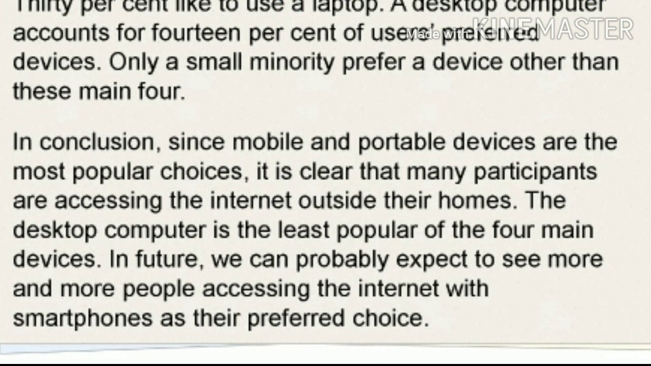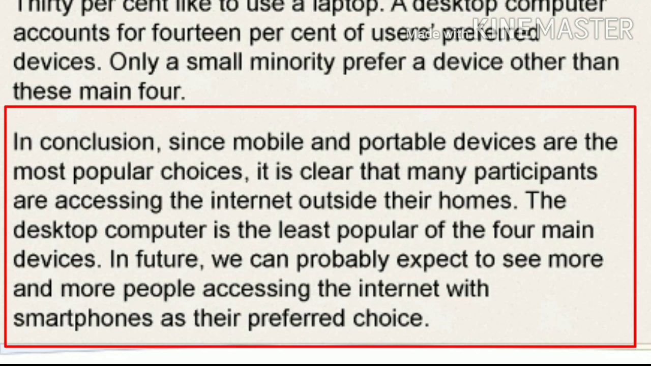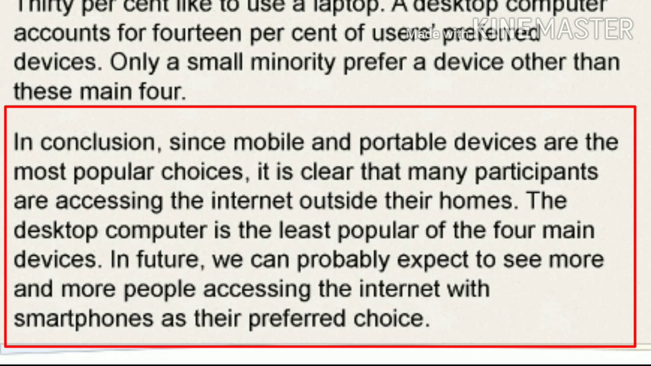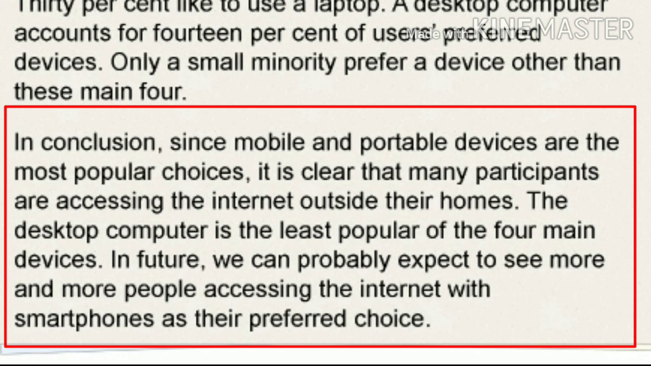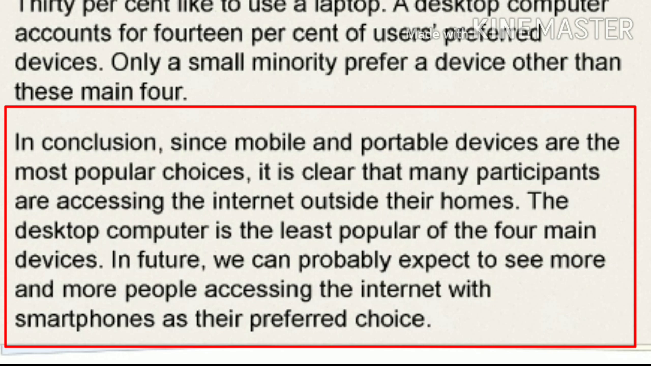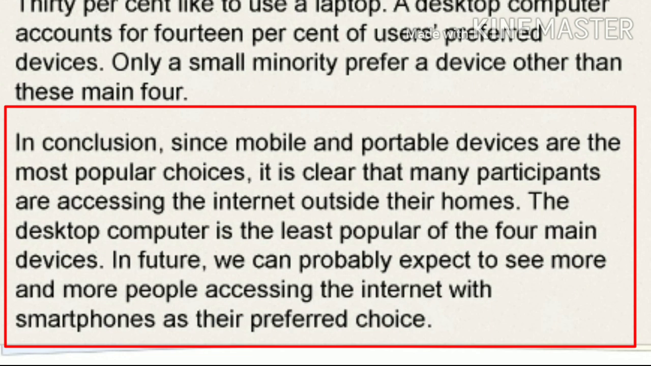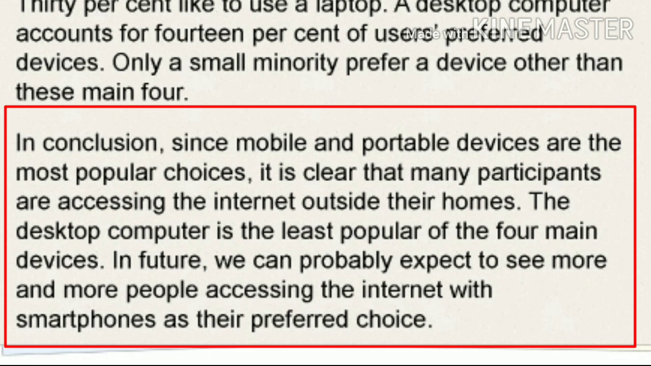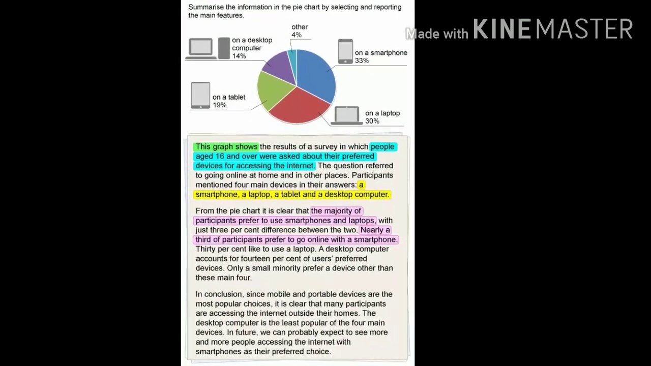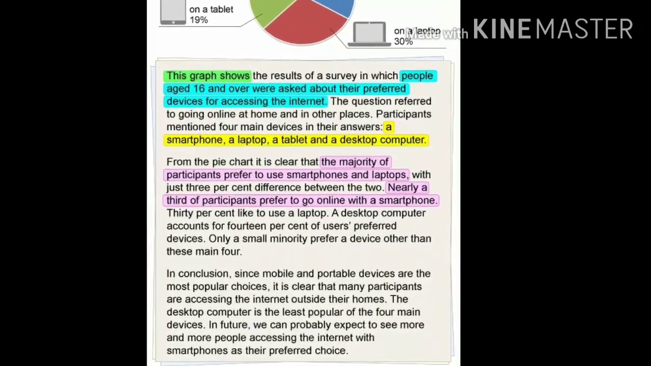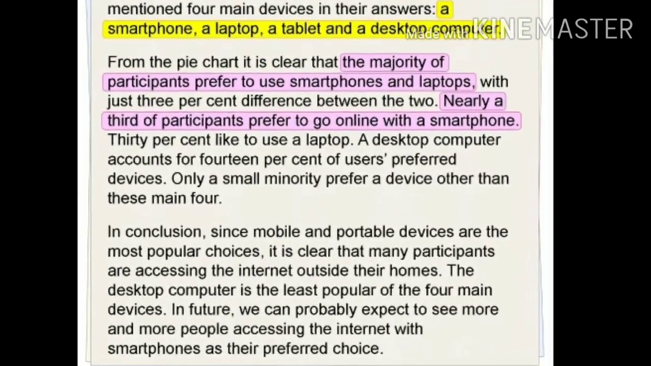Coming to the last paragraph, conclusion. Since mobile and portable devices are the most popular choices, it is clear that many participants are accessing the internet outside their homes. The desktop computer is the least popular of the four main devices. In future, we can probably expect to see more and more people accessing the internet with smartphones as their preferred choice. Like this, you need to write in 3 paragraphs in about 150 words to score good marks.